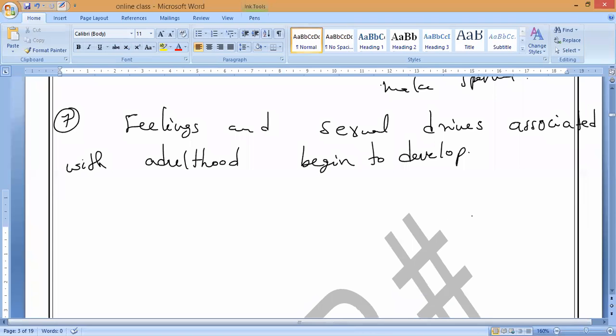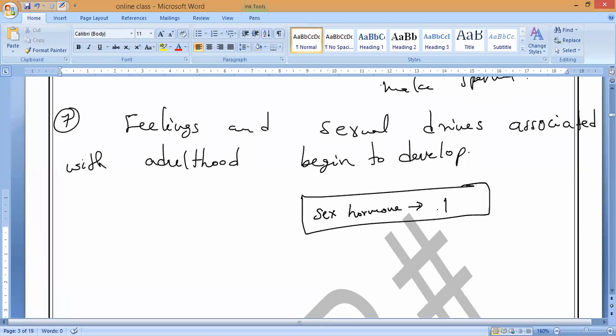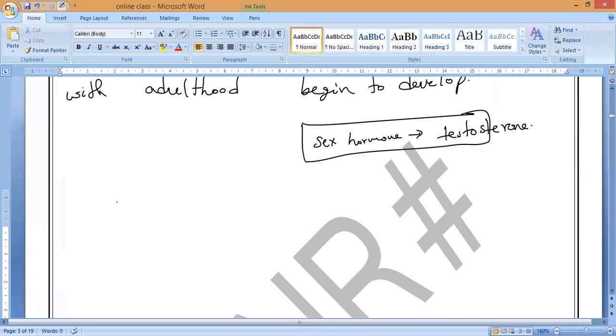Okay, and here you remember, these changes in boys are brought about by only one hormone. What is that hormone? Very important. All these changes will take place in boys because of one hormone. What is that sex hormone called? That is testosterone, made in the testes. Testosterone is made by testes.